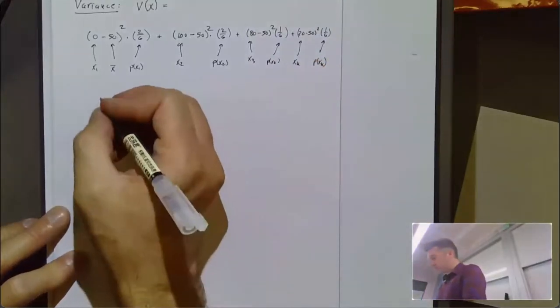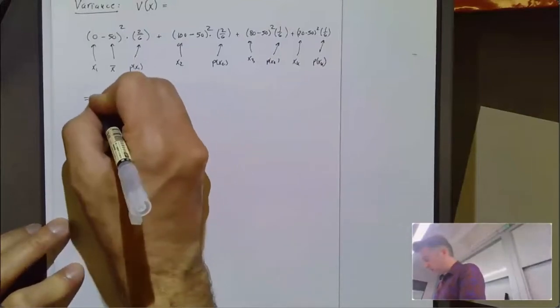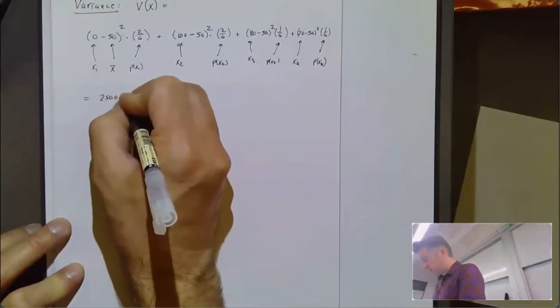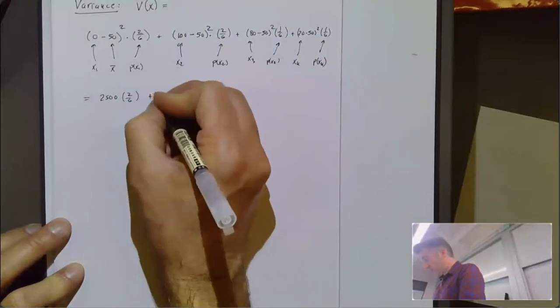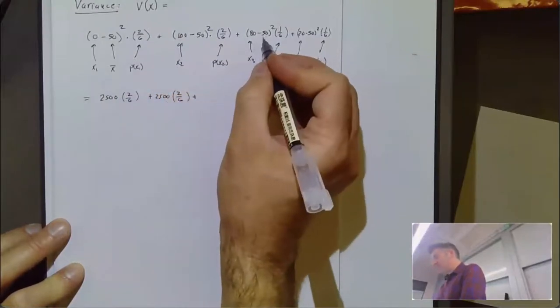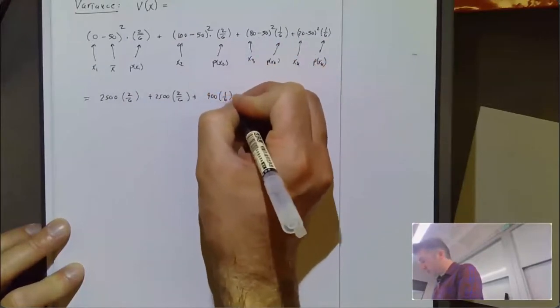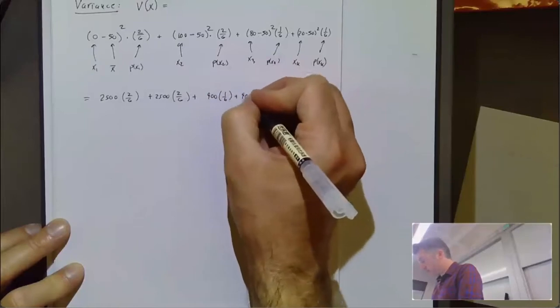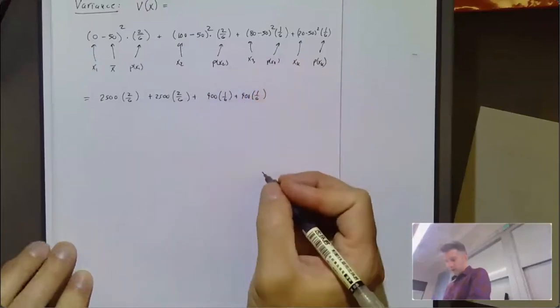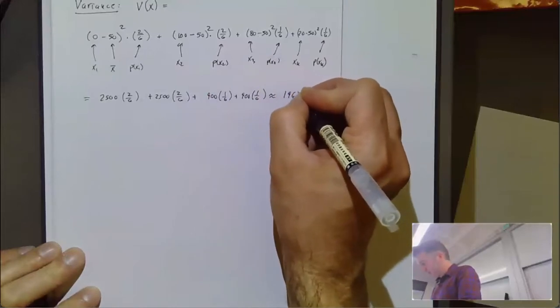Adding this all together, let's see what we get. 50 squared is 2,500. So I get 2,500 times 2/6 plus another 2,500 times 2/6. 80 minus 50 is 30, and 30 squared is 900. So 900 times 1/6 plus also 900 times 1/6. Putting that all together, we get approximately 1,967.